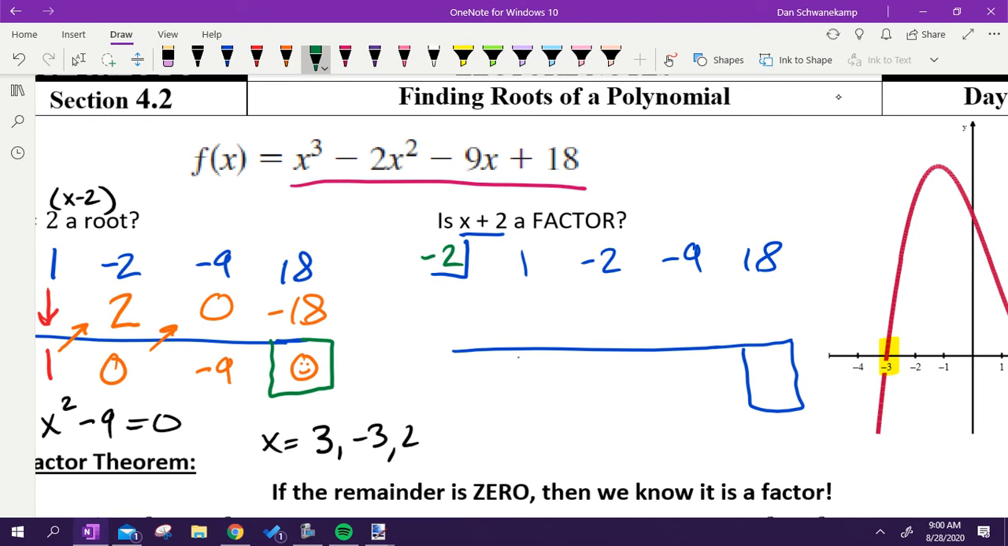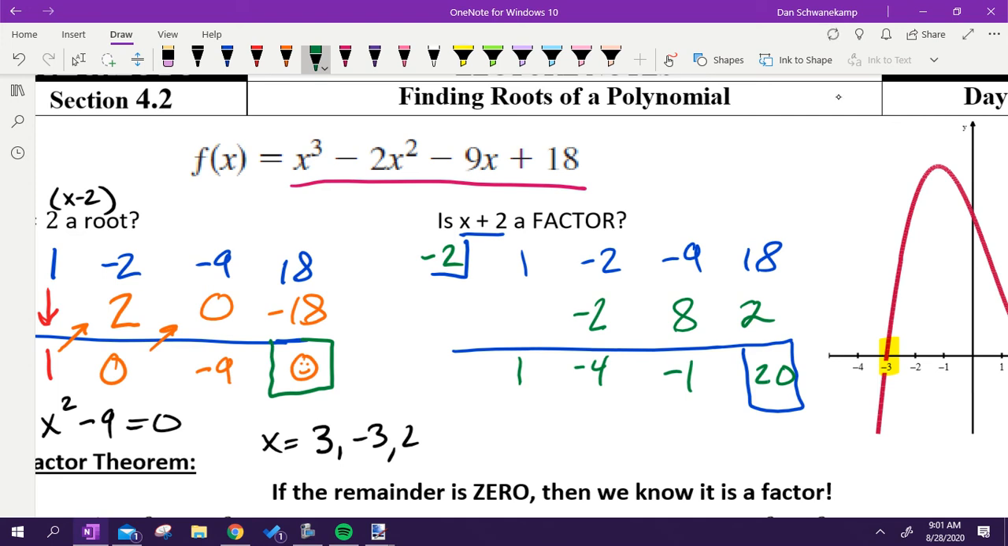I'll remind you again, drop that 1. Multiply by whatever's in the box, write it up and to the right. They're stacked, so I add. It's on bottom, so I multiply. They're stacked, so I add. It's on bottom, so I multiply. They're stacked, so I add. So my final number is 20. It is not a 0. It is not a root. It's not an x-intercept because I didn't get 0 in the end.